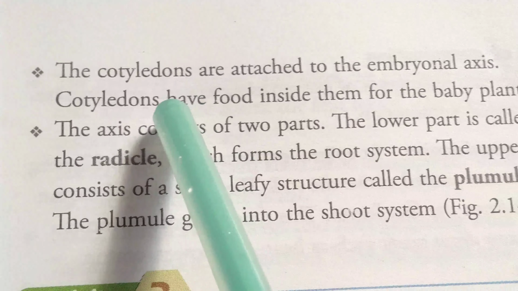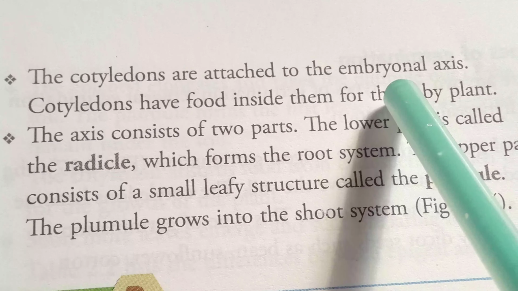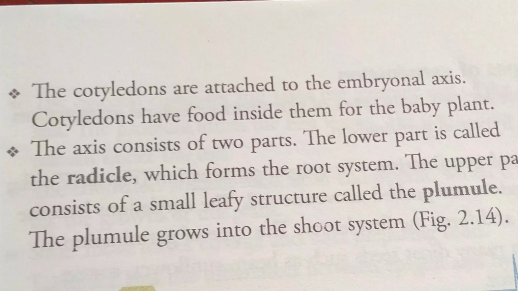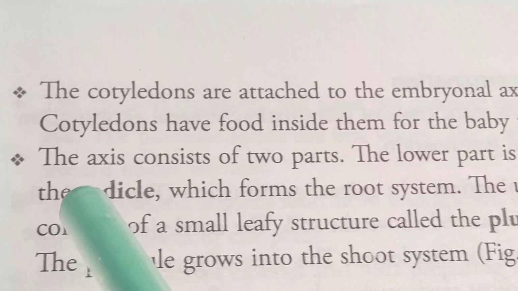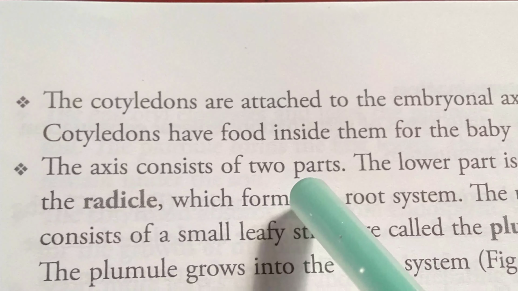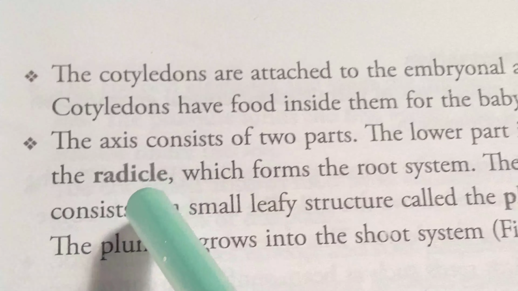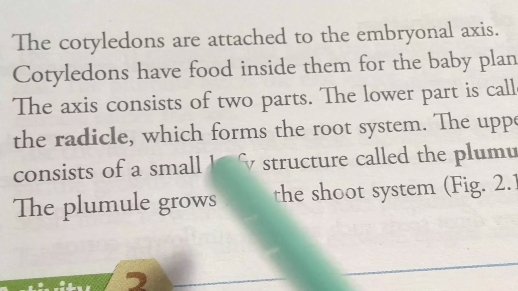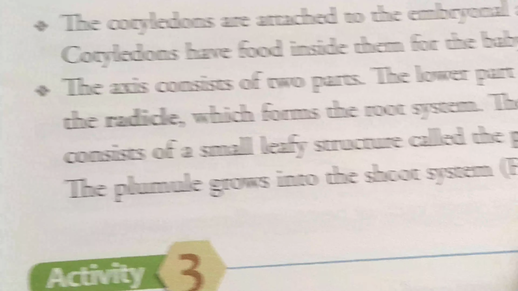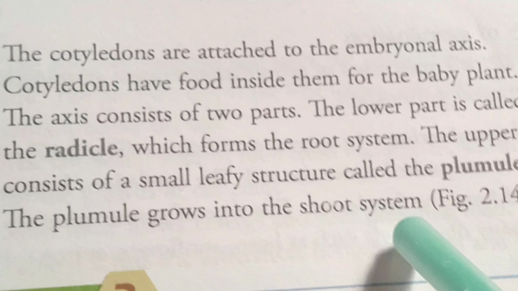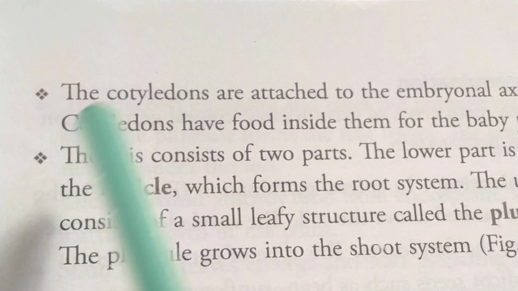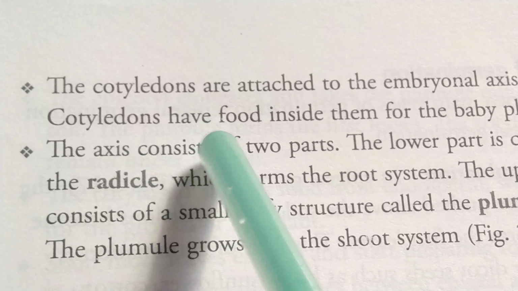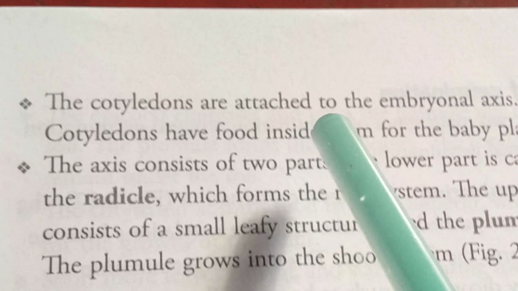The cotyledons are attached to the embryonal axis. Cotyledons have food inside them for the baby plant. The axis consists of two parts. The lower part is called the radicle, which forms the root system, and the upper part consists of a small leafy structure called the plumule. The plumule grows into the shoot system. So basically, cotyledons are attached to the embryonal axis, and cotyledons store food or nutrition for the baby plant.